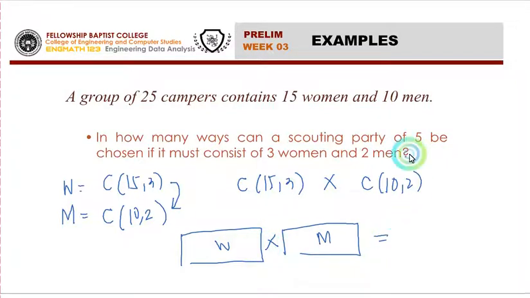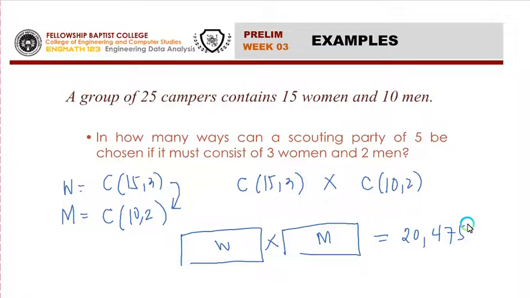This will be our answer: C15,3 times C10,2. So this is equal to 20,475. Okay, so this is a specific example of how to combine all of our specific formulas.